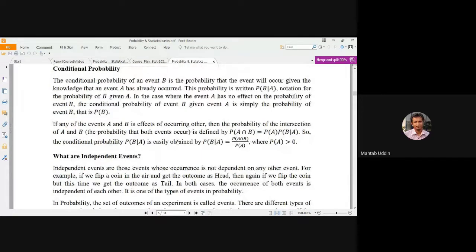Then the conditional probability. If the probability of any event depends on another event, it is called a conditional probability. We will discuss the details when we study chapter 1.3. Okay? Okay, sir. So, if probability depends on any other event, it is called conditional probability.